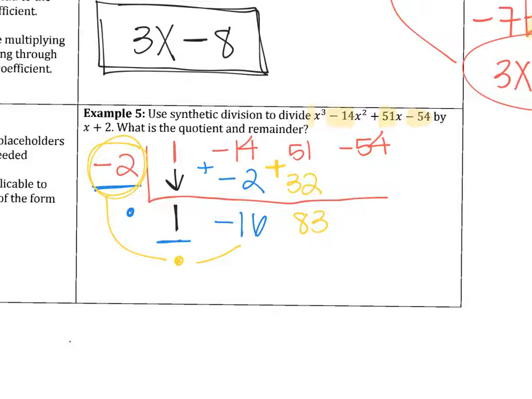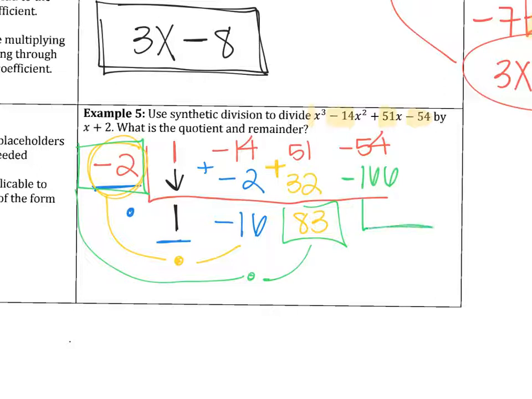Then we do it again. Negative 2 times 83, which gives me negative 166. And remember, whatever's down here in this box, or at the very last row, is my remainder. It's not a part. So negative 54 minus 166 is negative 220.